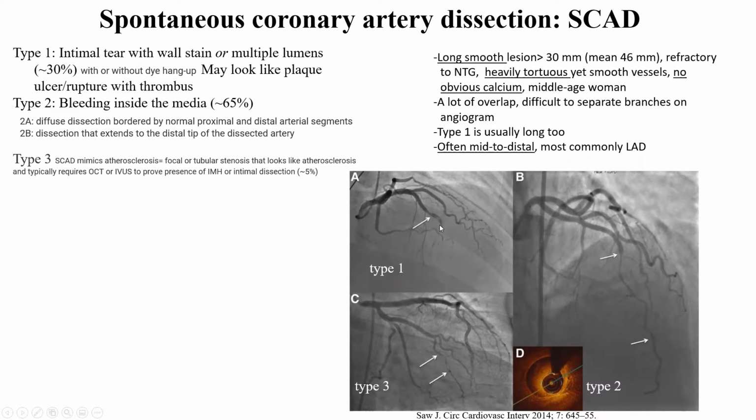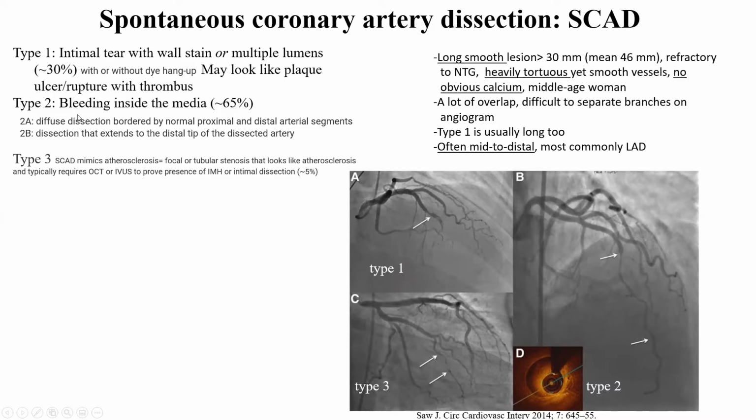That's the outside-in hypothesis. But anyway, in the pure type 2, what you see is typically a long, smooth lesion, refractory to nitroglycerin, and you should always give nitroglycerin before making a diagnosis of type 2 SCAD. The vessels are heavily tortuous yet smooth, no obvious calcium. That idea, by the way, applies even to type 1. Even type 1 tends to be a long lesion on heavily tortuous yet smooth vessels.